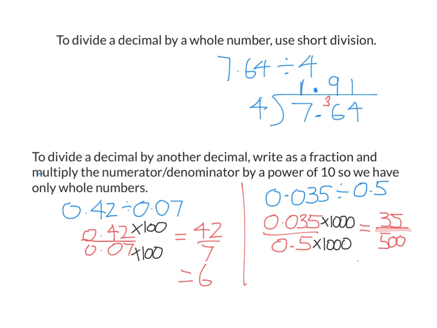So I simplify that. 35 divided by 5 is 7. 500 divided by 5 is 100. These two numbers have a common factor of 5. And 7 over 100, 7 hundredths, is just 0.07. See, nothing in the tenths column and 7 in the hundredths column.